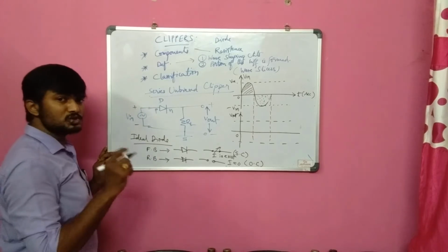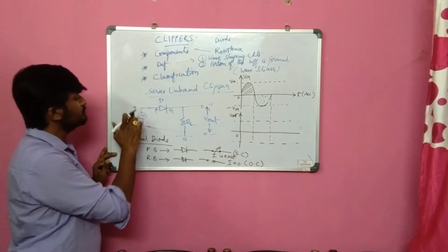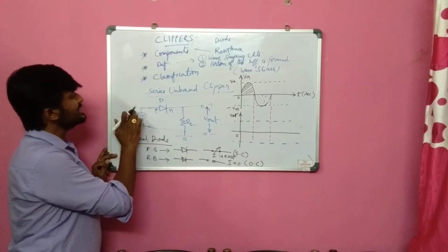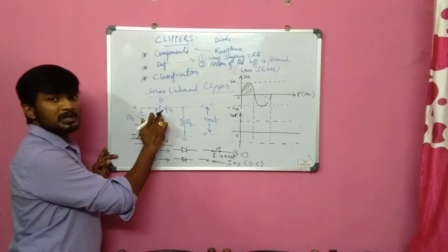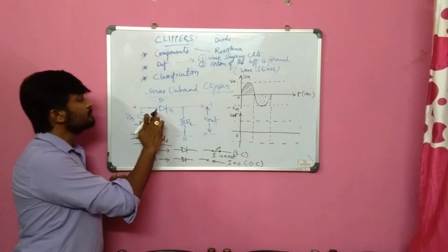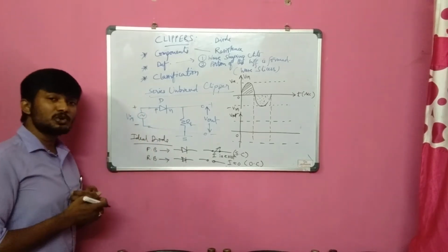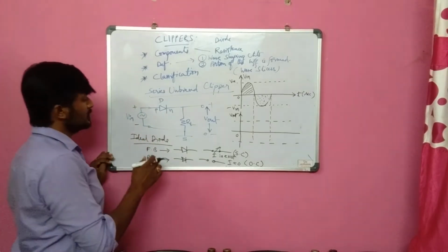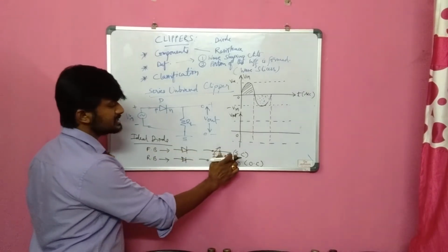For the first positive half cycle, the polarities will be plus and minus. For the first positive half cycle, we have to assume the polarities as plus and minus. So plus is connected to P. According to the definition of forward bias, it undergoes what? Forward bias. The diode undergoes forward bias because P is connected to positive. If N is connected to positive, then it undergoes what? Reverse bias.